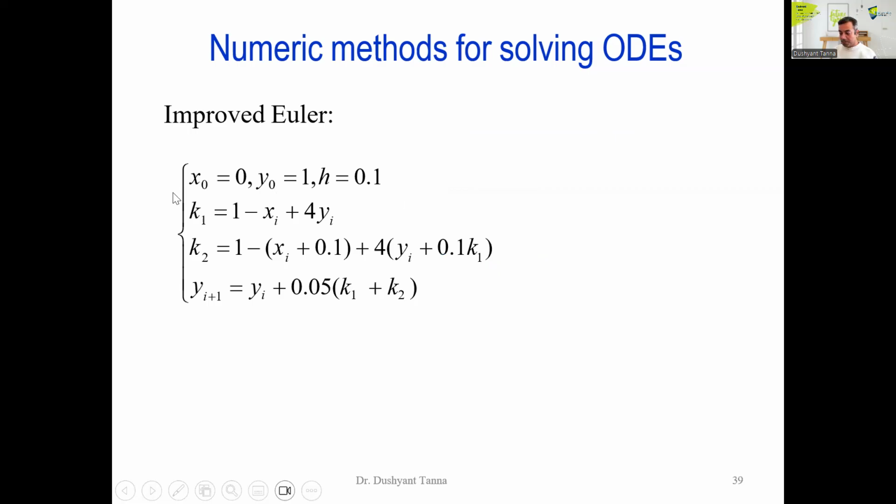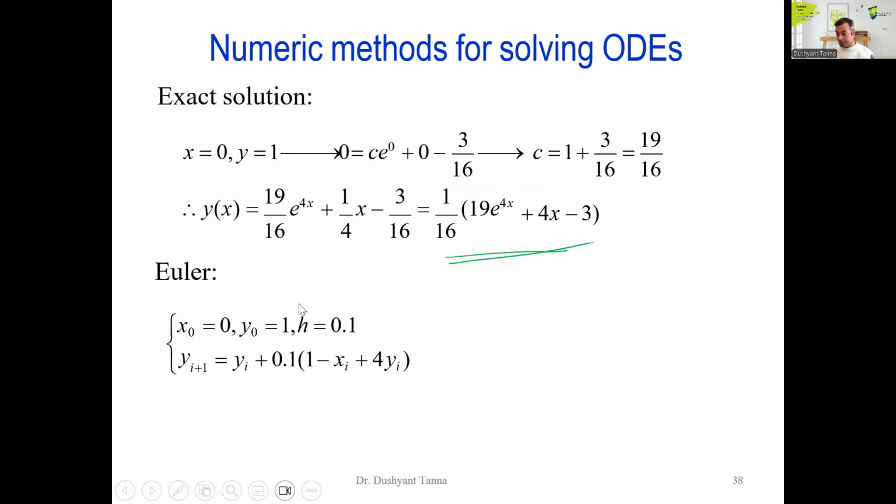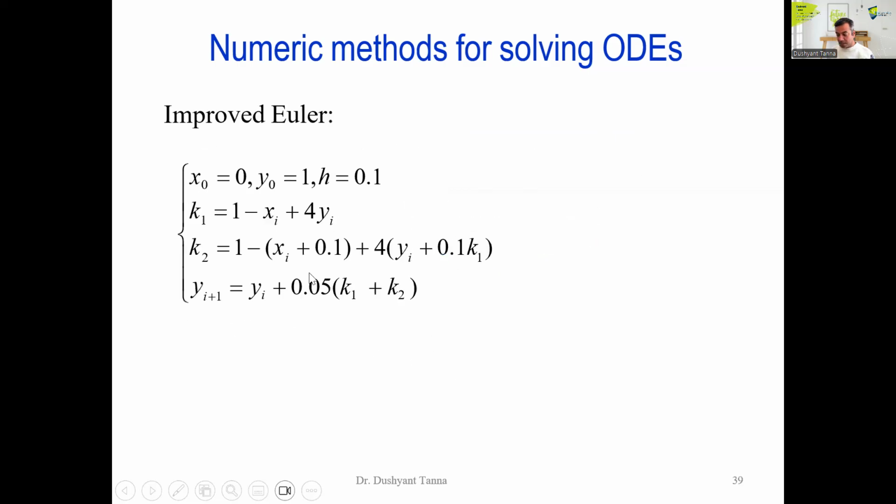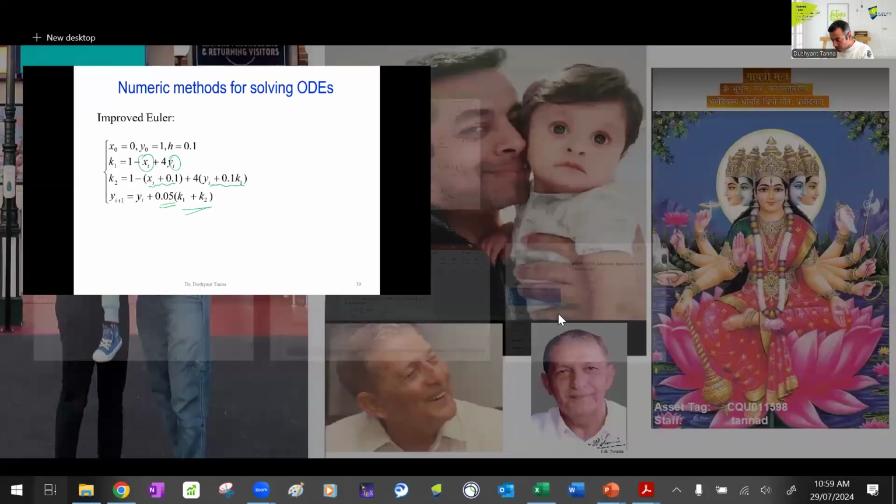For improved Euler, you got x0 is 0, y0, h. K1 is f of xi, yi, which is this bit. K2 is the same thing, but we use xi plus 1, and here yi plus 1. Okay, and yi plus 1 is y0 plus h over 2. H is 0.1, over 2 is 0.05, times K1 plus K2. Plug all the values in and calculate. Again, I got the Excel ready for you.